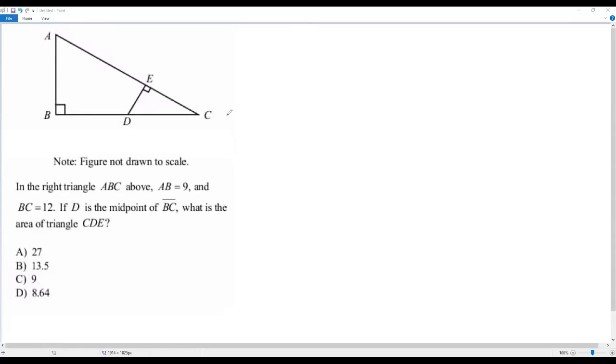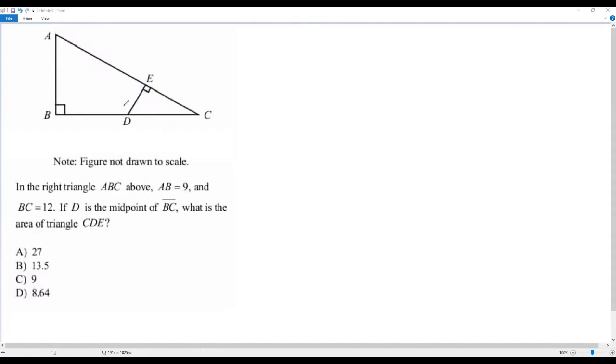Here we have a SAT math problem. Okay, let's go to the question. In the right triangle ABC above, AB equals 9 and BC equals 12. If D is the midpoint of BC, what is the area of triangle CDE? Okay, here we have to find the area of the triangle CDE.